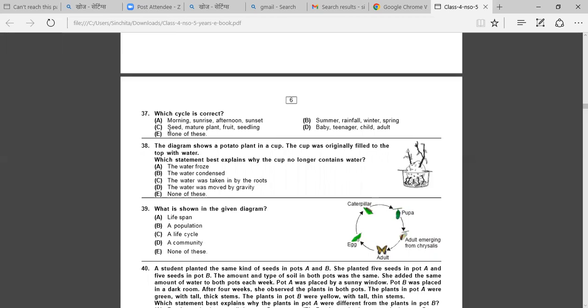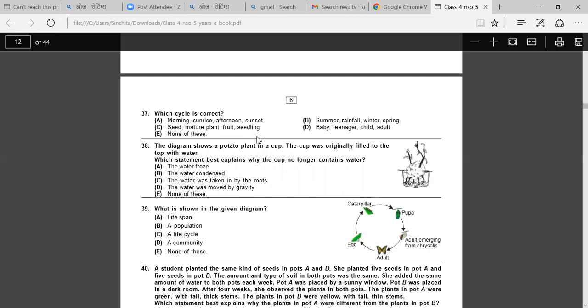C is correct. See, there is a seed first, then we get a mature plant from that seed, and from the mature plant we get fruit, then there is a seedling which comes out from the fruit. That is, we get the seed from the fruit, then when we put that seed into the soil, it grows into a seedling. So number C is the correct option.